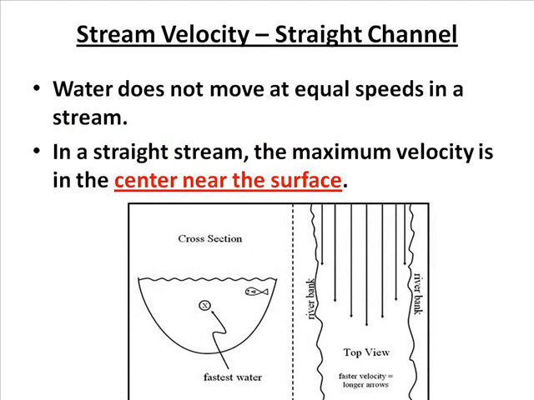Water does not move at equal speeds in a stream or river. In a straight portion of the stream, the maximum velocity or speed is in the center, near the surface. This is because at the surface and at the stream bed, the velocity is reduced by friction.